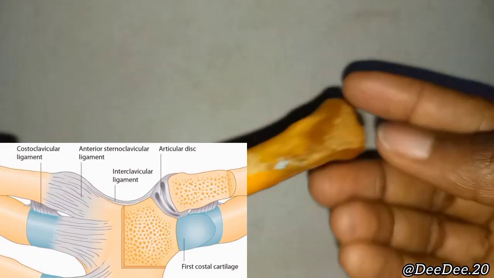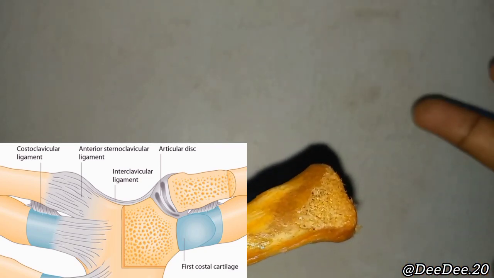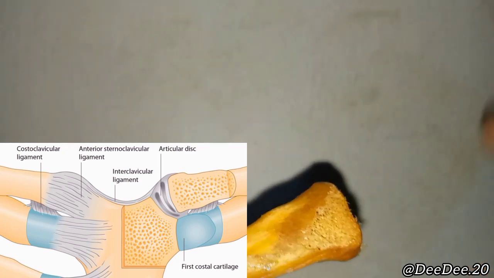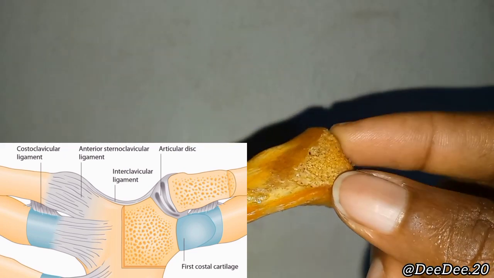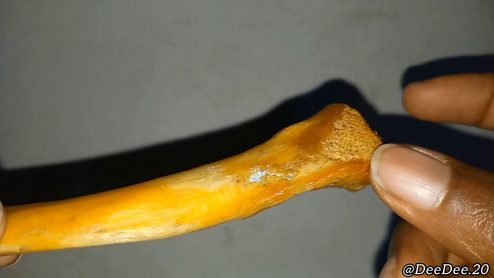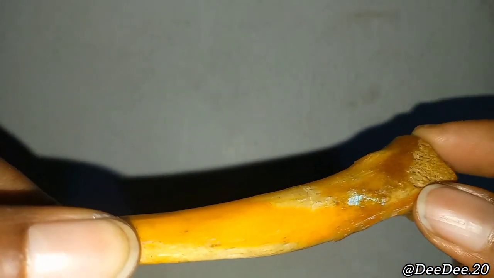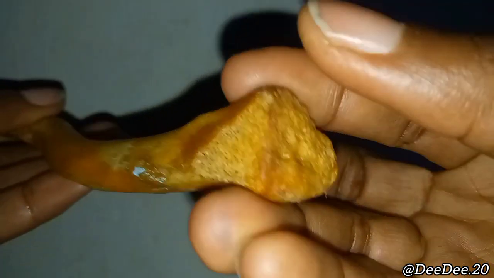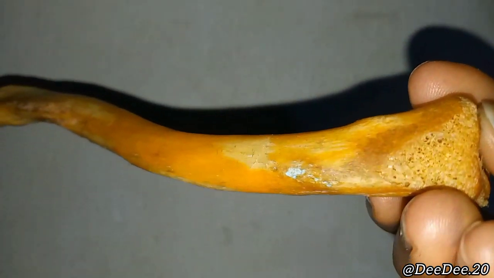We also have the interclavicular ligament. Inter meaning between something, so interclavicular means between the two clavicles. The interclavicular ligament connects with the clavicle of the other side and joins them together. That's the function of the interclavicular ligament. So we have the fibrous capsule of the sternoclavicular joint and the interclavicular ligament.